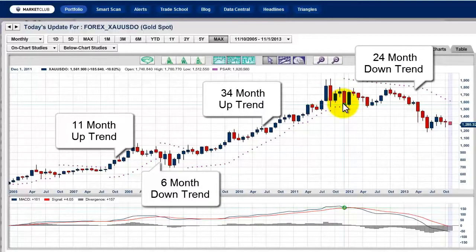So that's how you use the PSAR indicator. Every success using it for money management and in your own trading.